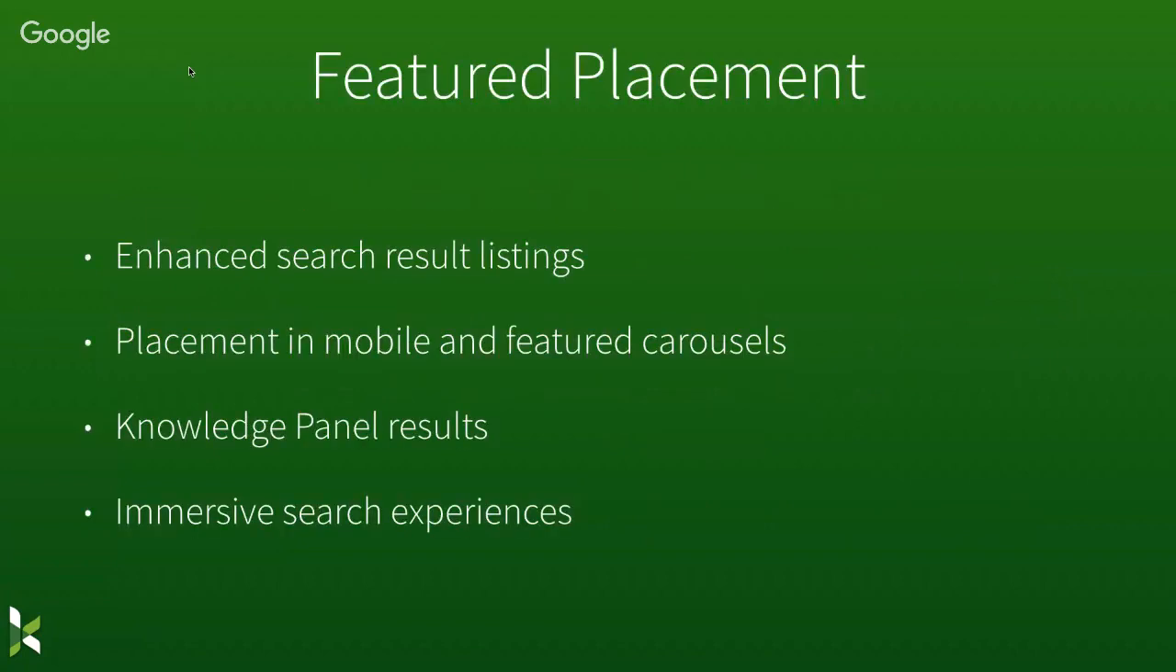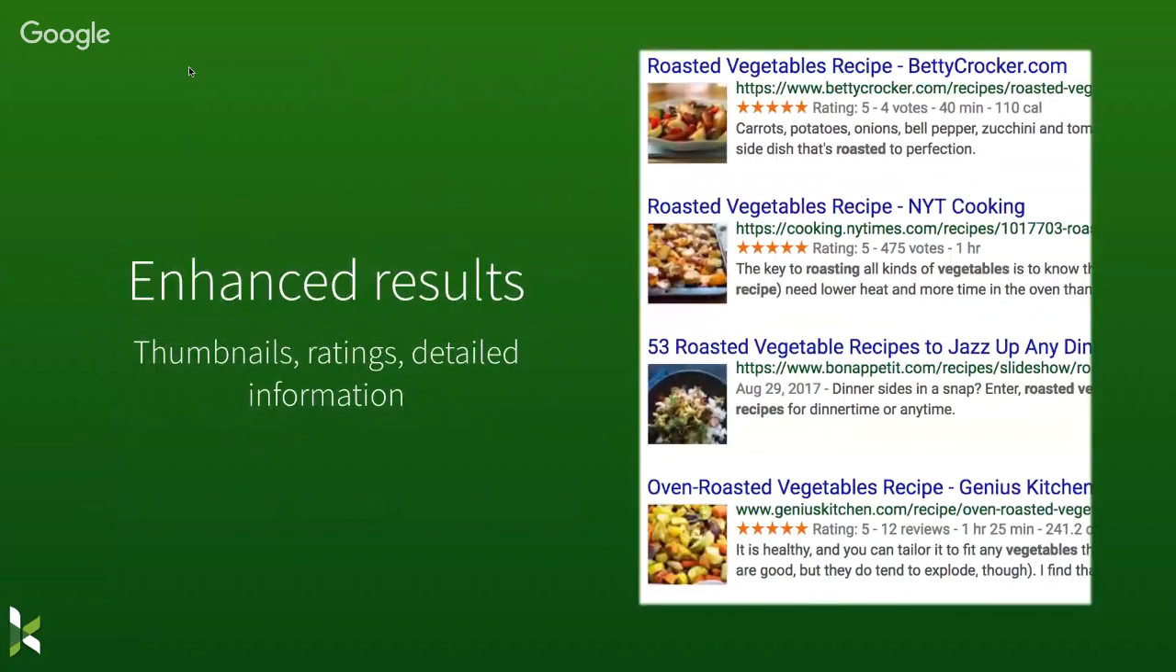So what types of featured placement are we talking about? Well, enhanced search result listings, like we were just discussing. Placement in featured carousels. Depending on the type of content, you may see content that you can scroll through on your mobile device with your thumb, or carousels of content from a single site, depending on the context of your search query. Knowledge panels, which give you information like company contact information, and rich data about organizations. And then there are immersive search experiences, some of which I only stumbled on when I started really digging into this and discovering what was out there, that really help qualify your leads.